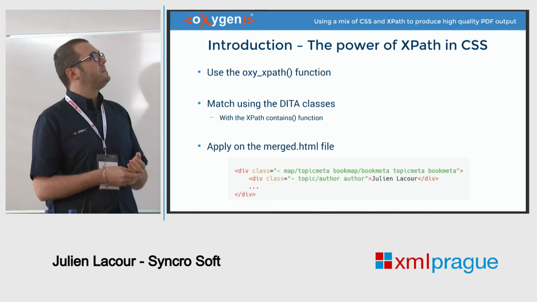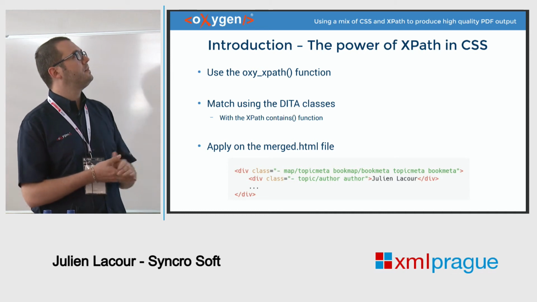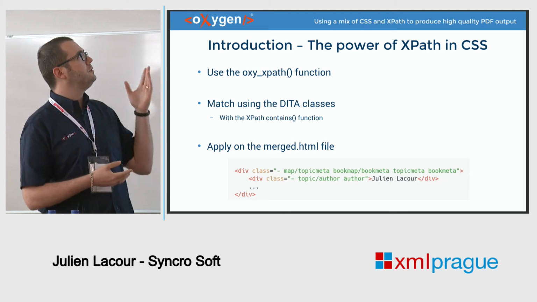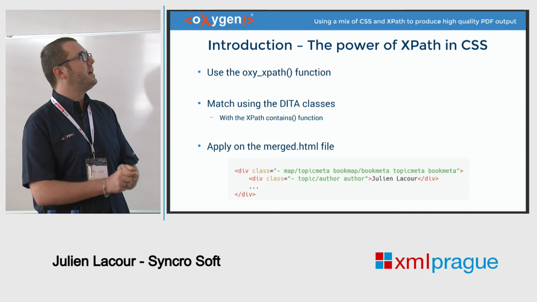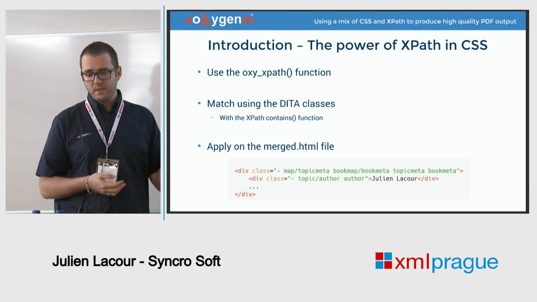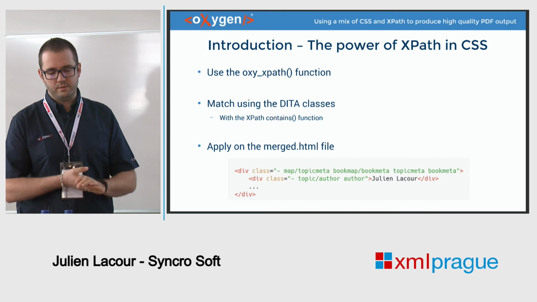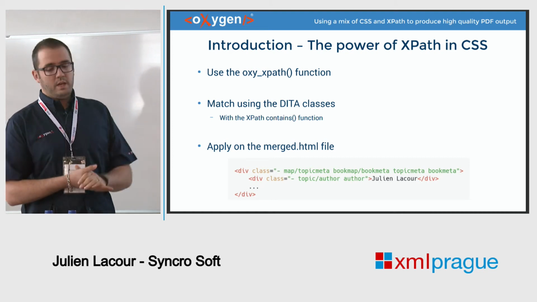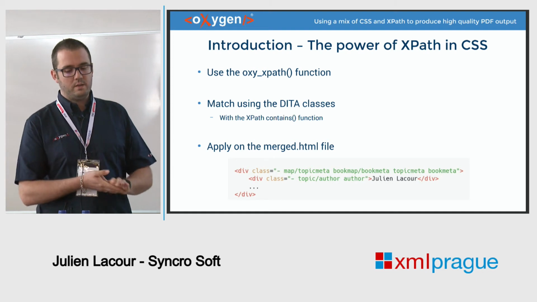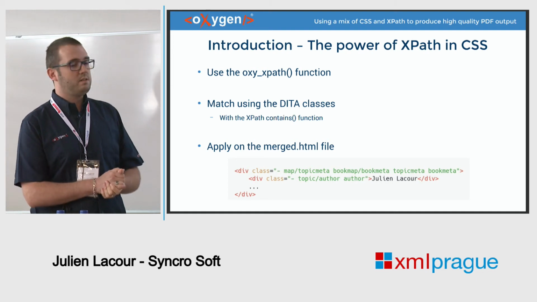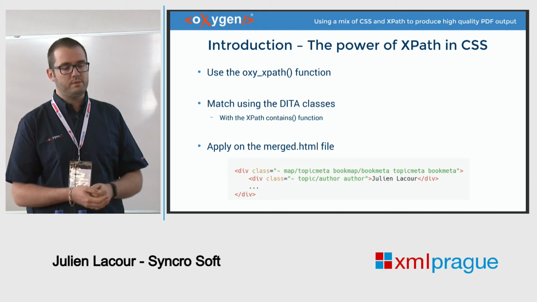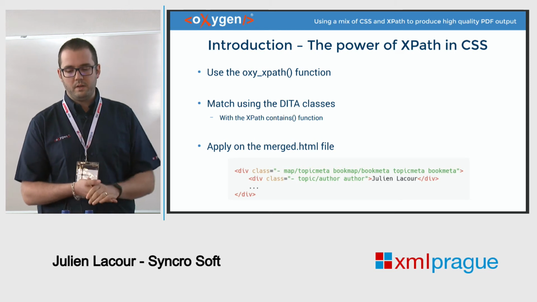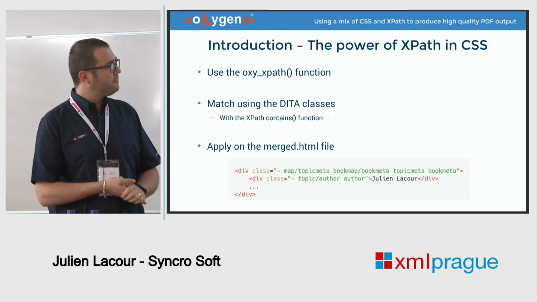The advantage of using XPath in CSS is that, using the so-called oxy_xpath function, in combination with the XPath contents function and matching over the DITA classes, you can select each element of the structure, and you can apply or display the result of these queries.